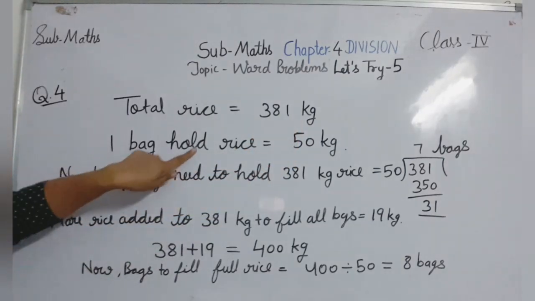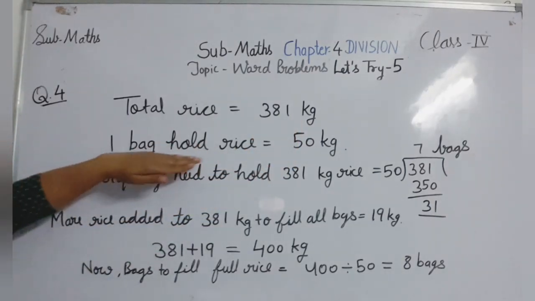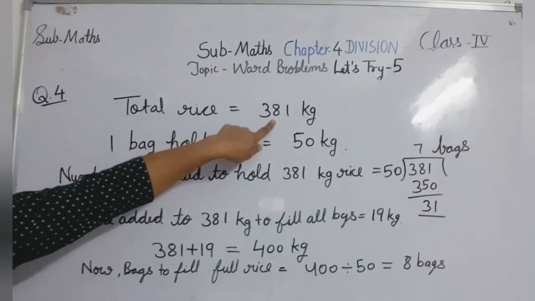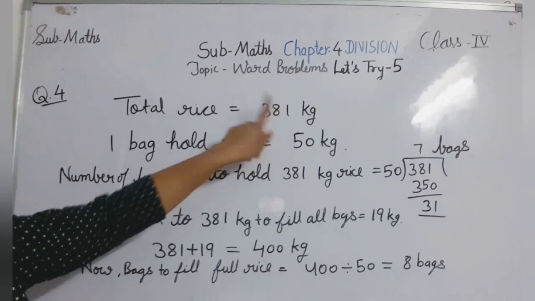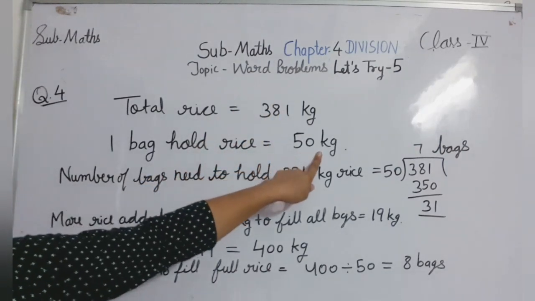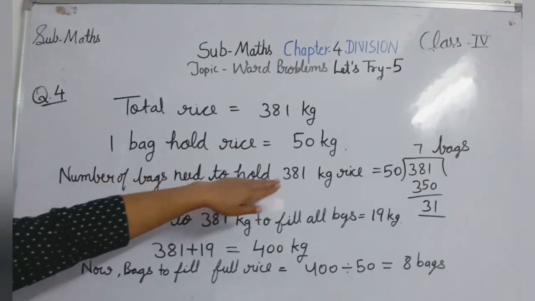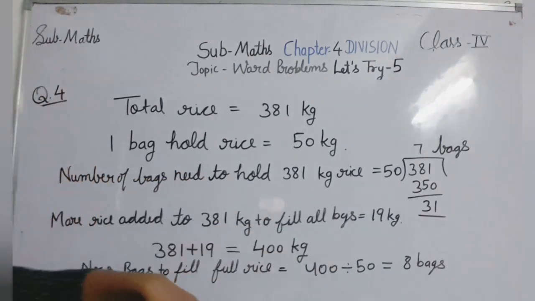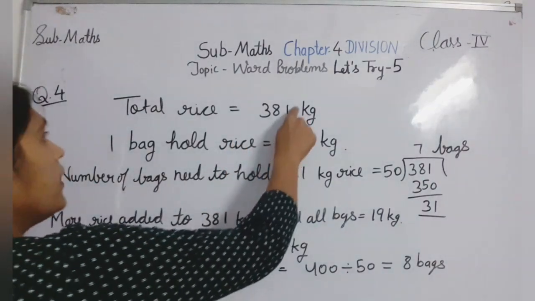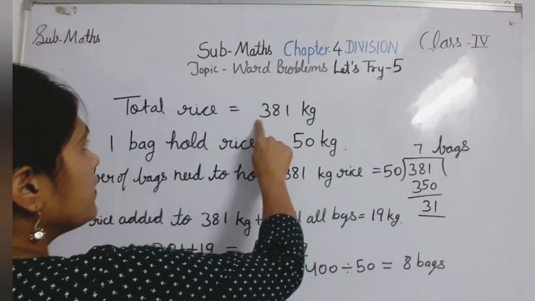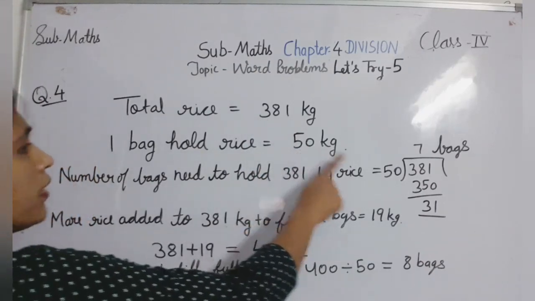And one bag holds, in one bag how much rice can come? 50 kg only. Yes. In total we have this much rice. In one bag only 50 kg of rice can come. So the number of bags to hold 381 kg of rice, for 381 kg of rice, how many bags do we need? So we will divide 381 by 50.